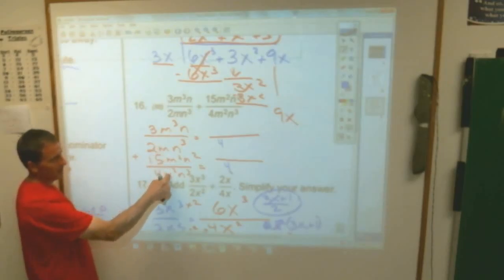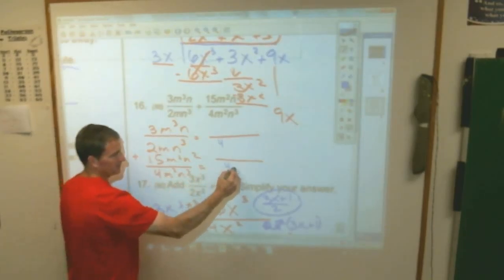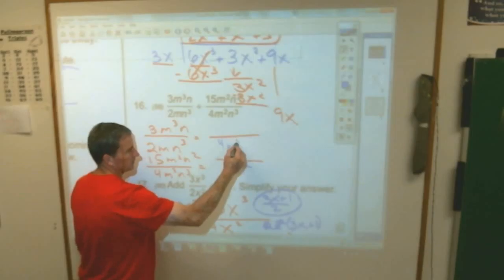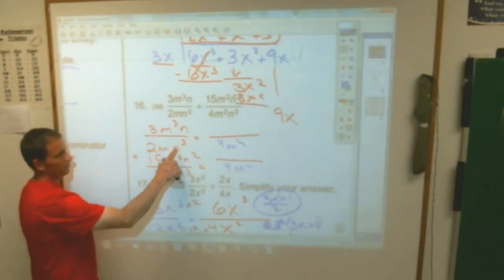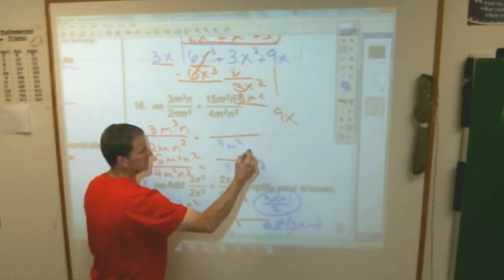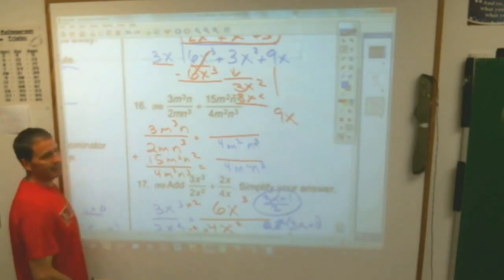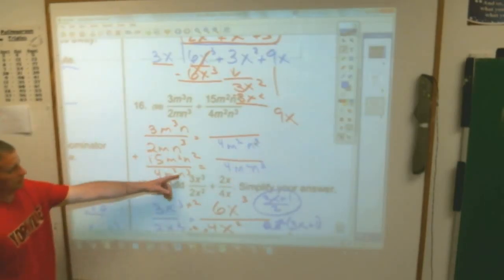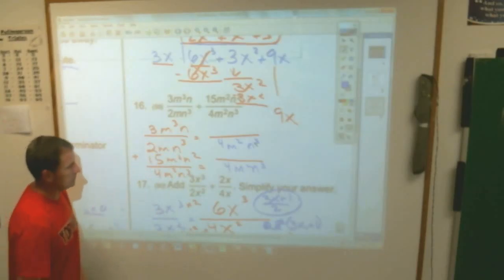Which group has the most m's? This one, so it has to be m squared. Which group has the most n's? They both have n cubed, so n cubed is, and then you need to make those n cubed. Which group has the most n's? They both have n cubed.